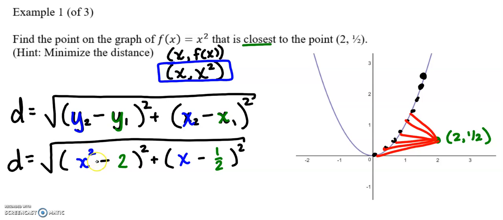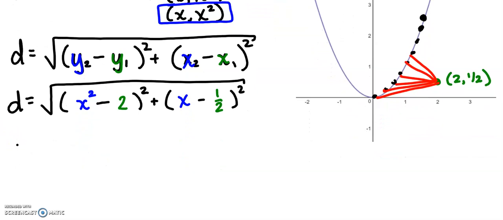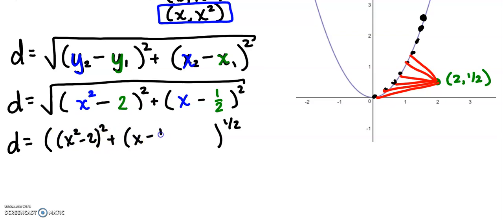Okay, so I need to minimize this distance, which means I need to take the derivative of distance. Well, one way I can make taking the derivative just look a little bit nicer is using a rewrite with exponents. And then I'm going to actually clean up the inside as well using algebra. So I'm going to square some stuff out. x squared minus 2 squared gets me an x to the 4th function. This x minus 1/2 squared gets me an x squared function.